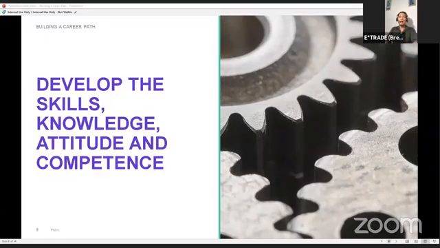Develop the skills, knowledge, attitude, and of course, your competence. Why do you think it is important to develop your skills, knowledge, and attitude? Say, for instance, you're already good at your given field. Why do you have to continue to harness and polish those skills? It's because it's like building a professional resume. Always raise your standards. Never stop learning.